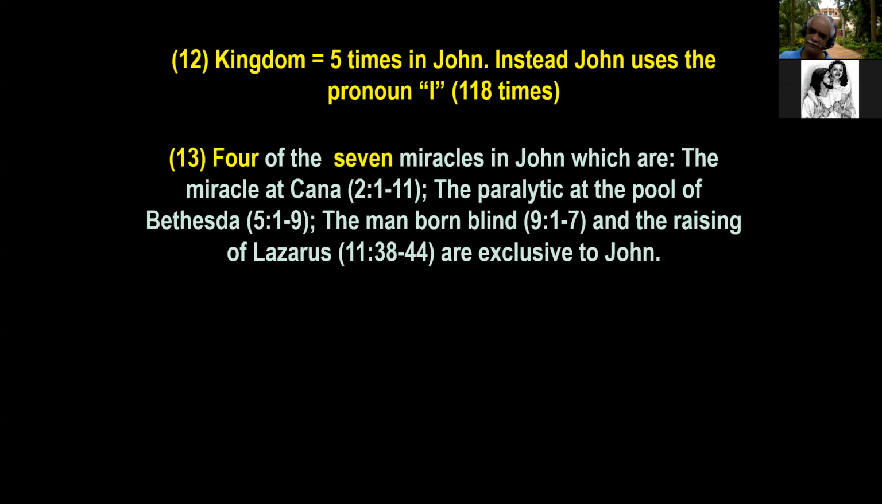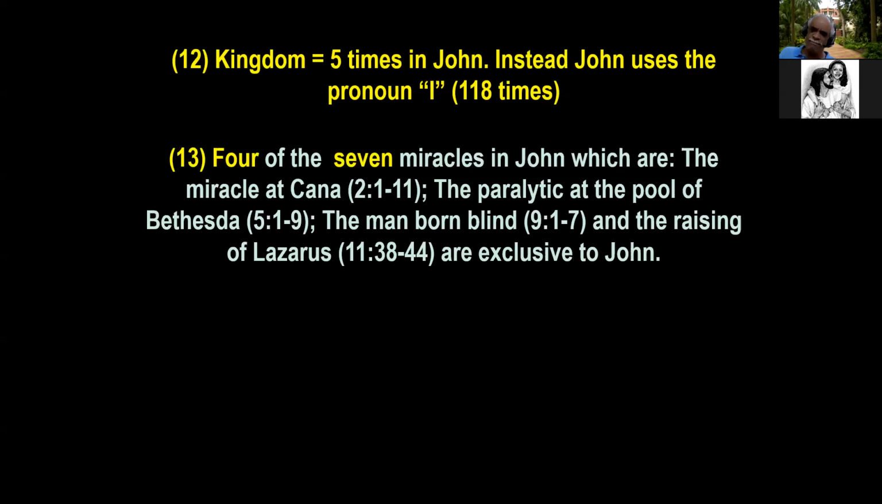As I said earlier, there are 7 miracles in the Gospel of John. Now, 4 of these 7 miracles are exclusive to John. That is, first, the miracle at Cana, where Jesus turns water into wine. The paralytic at the pool of Bethesda. Now, there are healings of paralytics in the Synoptic Gospels, like the paralytic let down from the roof in Mark chapter 2.